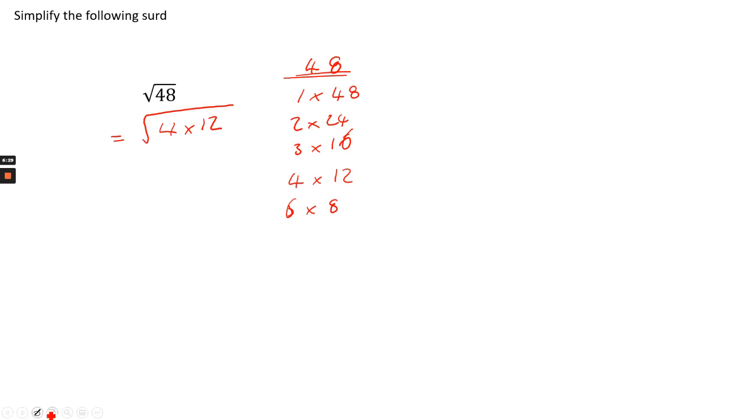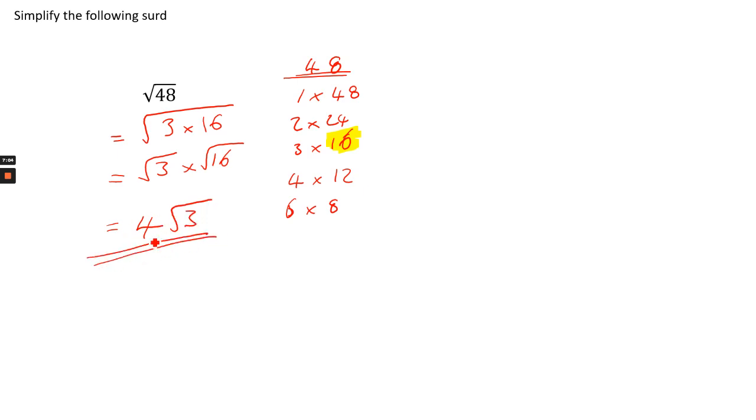I want to find the biggest square number. I've already seen and already noticed that 4 is a square number, but I actually have this number, which is the biggest square number. So what I want to use is always the largest square number, so I'm going to write in 3 times by 16, which I can rewrite as 3 times by the square root of 16, which I can simplify to 4, which is the square root of 16, root 3. And like with algebra, I'm always going to write my whole number first.